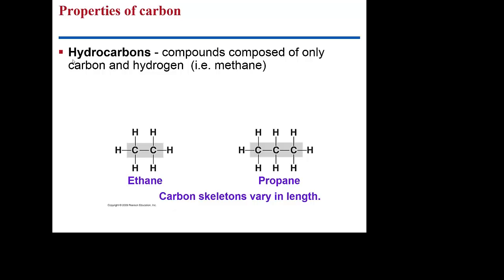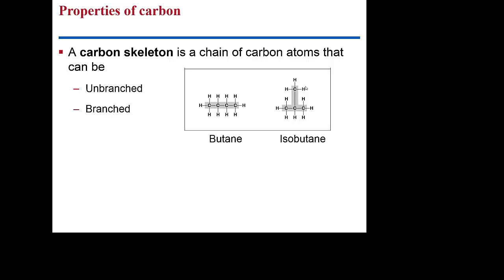So hydrocarbons, it probably doesn't surprise you, are made up of carbon and hydrogen. So methane would be one that we see a lot, CH4, right? So carbon and 4 hydrogens. We can also build on to that, right? We build these carbon chains, and we build what we call carbon skeletons, which are simply a chain of carbon atoms. And they come in all different forms.